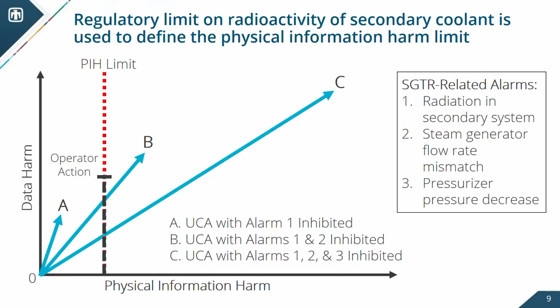If they see like the radiation alarm or the pressurizer decrease, they're probably going to continue to say, oh, this is a steam generator tube rupture, and make the right decision. What happens if they only have 1 of the 3, right? It's likely they'll still be conservative and do the correct action, but it's not guaranteed. And if they spoof all 3, then that unsafe control action of leaving the isolation valve open will remain. And so that's sort of what you're seeing with these 3 different information harm triangles, is that A is where you spoof the radiation alarm, B is where you spoof the radiation alarm plus the flow mismatch, and then C is where you inhibit all 3 of those alarms.